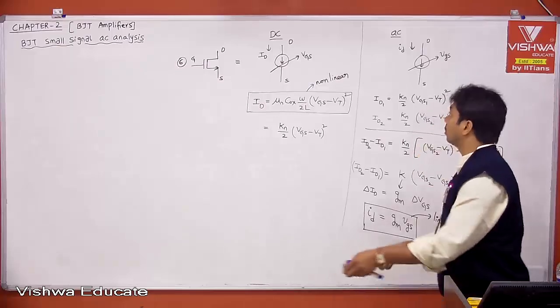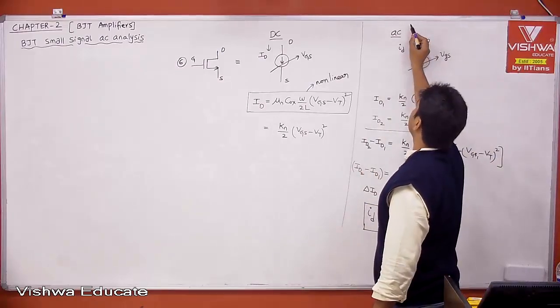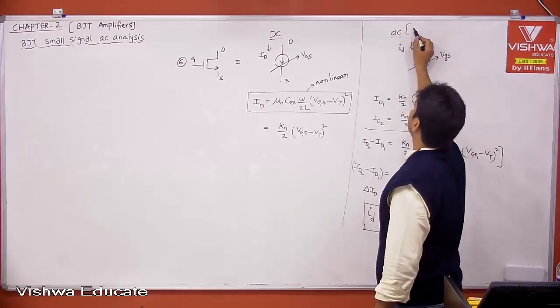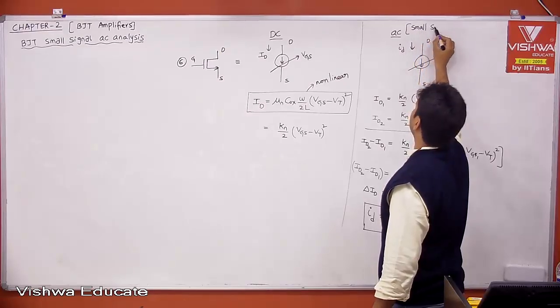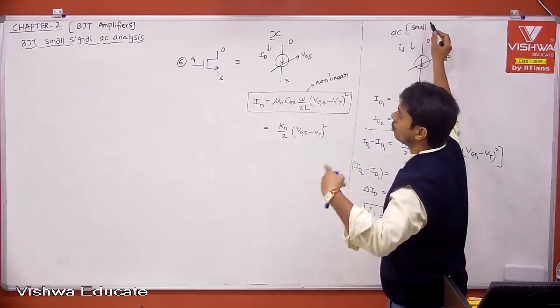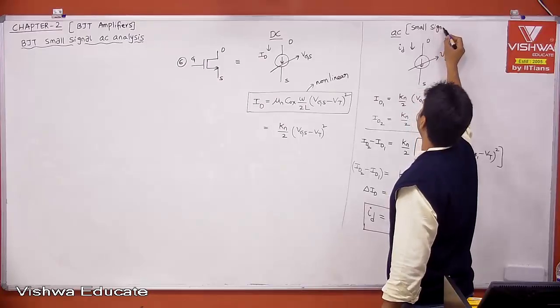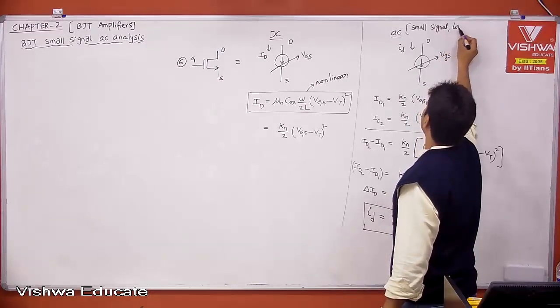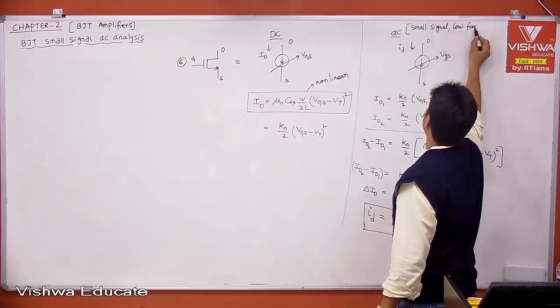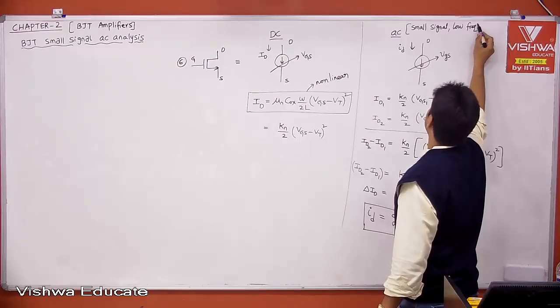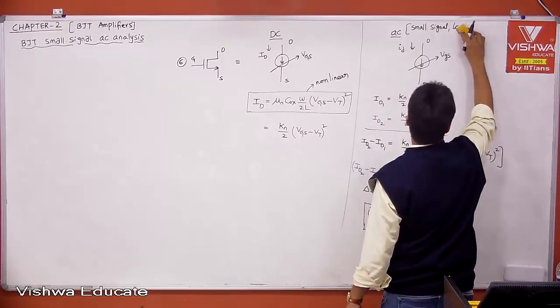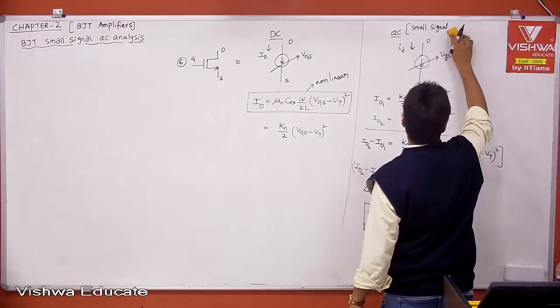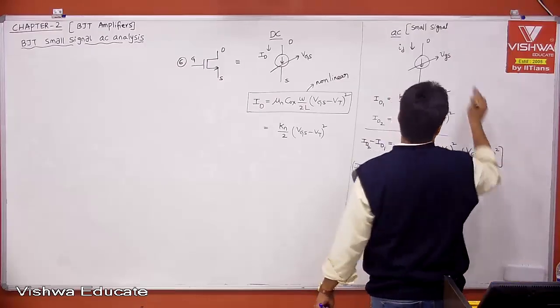Maybe just to correct, you can say this is AC, right? Therefore, I'm just correcting something. Maybe you can write in the previous also 1, 2, 3, 4, 5 and all. Small signal, low frequency. Instead of that, small signal and a low frequency.